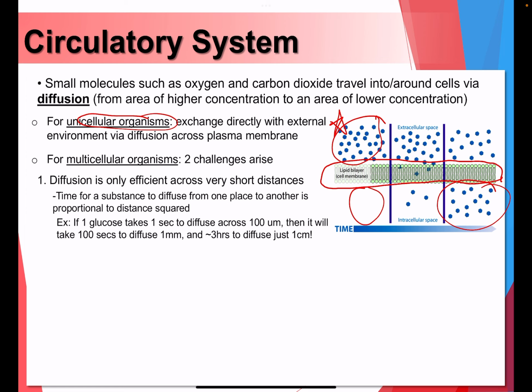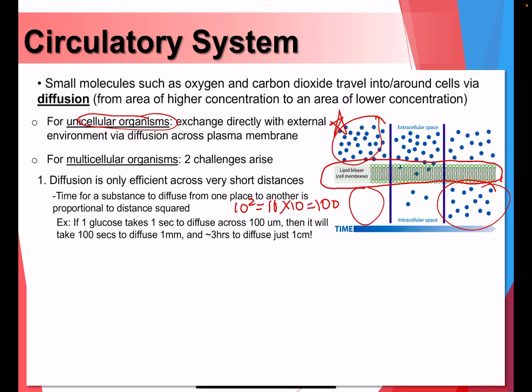because the time for a substance to diffuse from one place to another is proportional to the distance squared. Squared means, for example, 10 and then you square it, just in case, basic math: 10 times 10 gives you 100. That's what we mean by square.